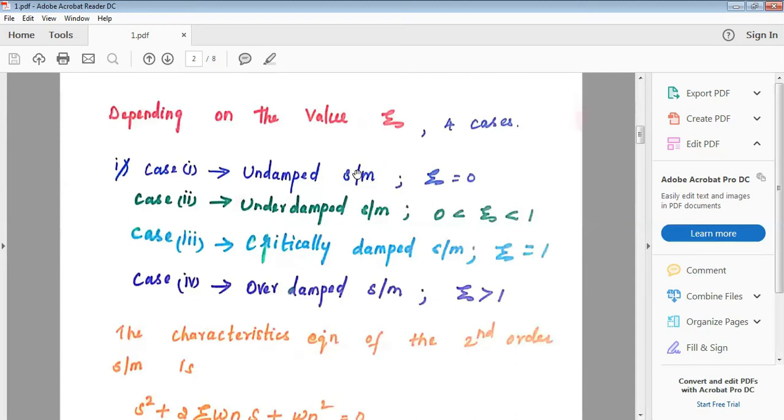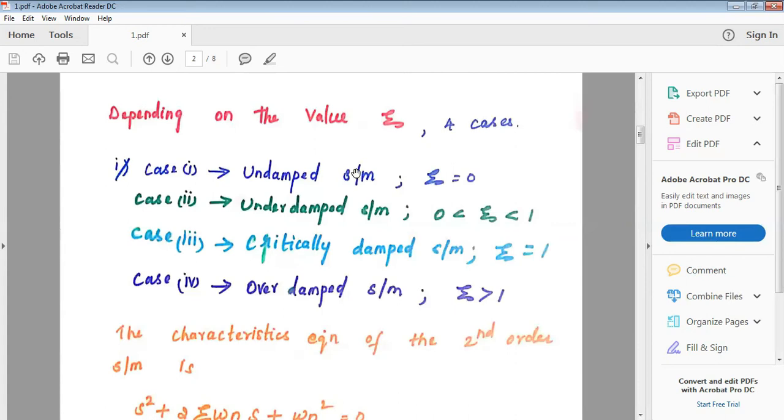While we are analyzing the stability of the system, this undamped system lies in the marginally stable category, that is, sustained oscillation. Again, we have the underdamped system, critically damped and overdamped, right? So these 3 categories will be in the stable system. If the value of theta is negative, that type of system is called an unstable system, right?